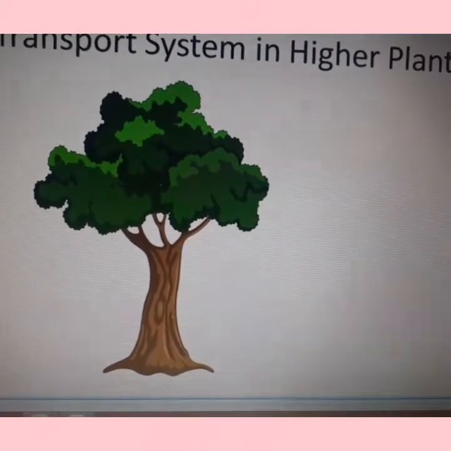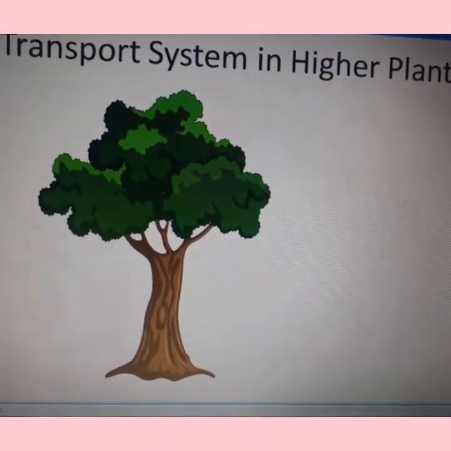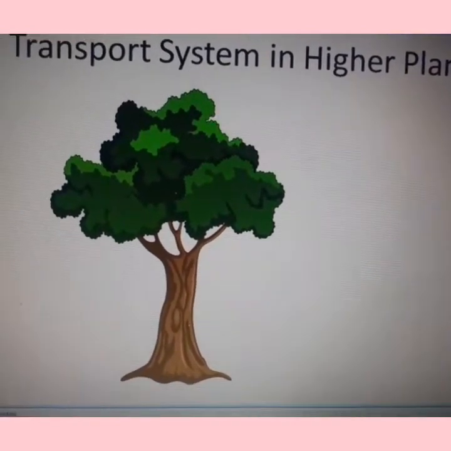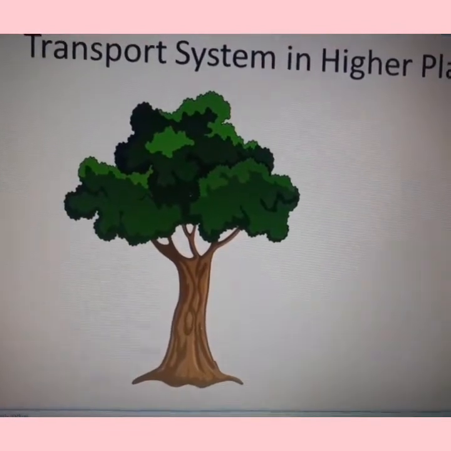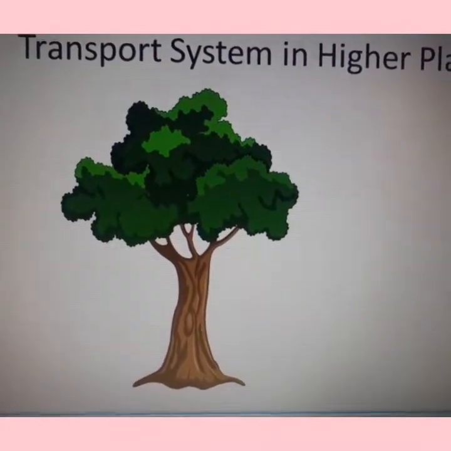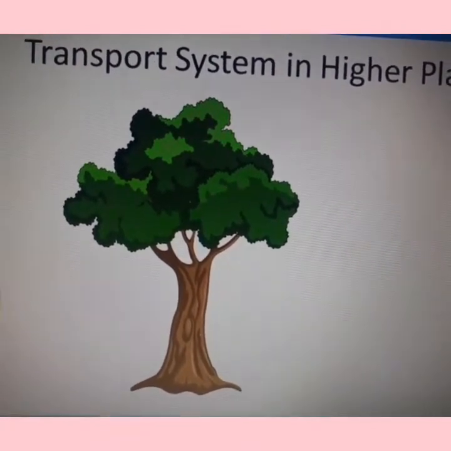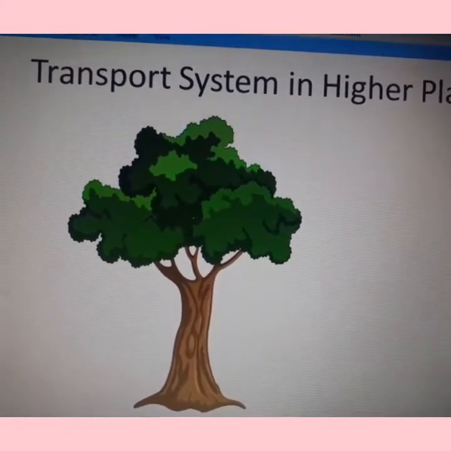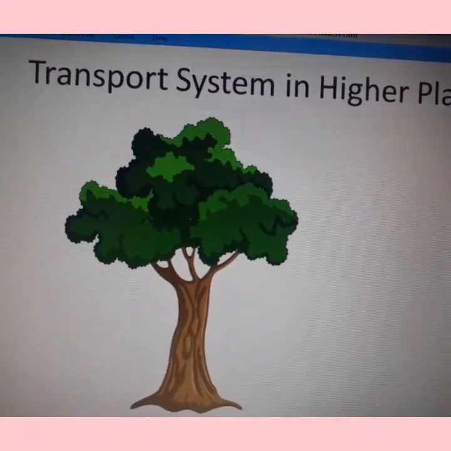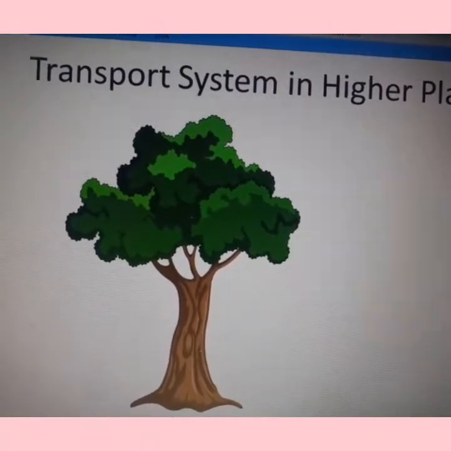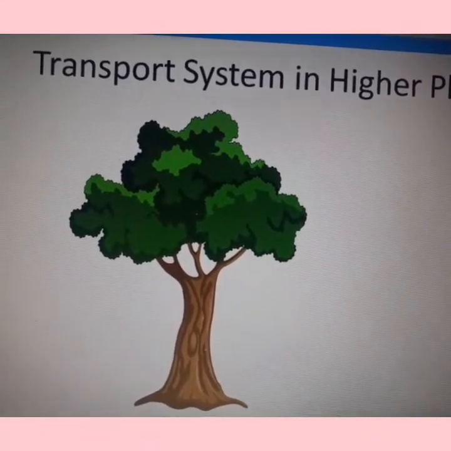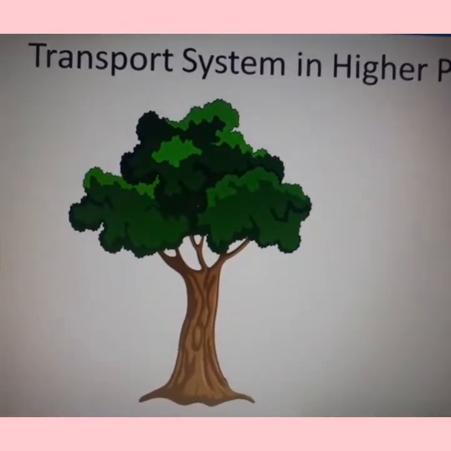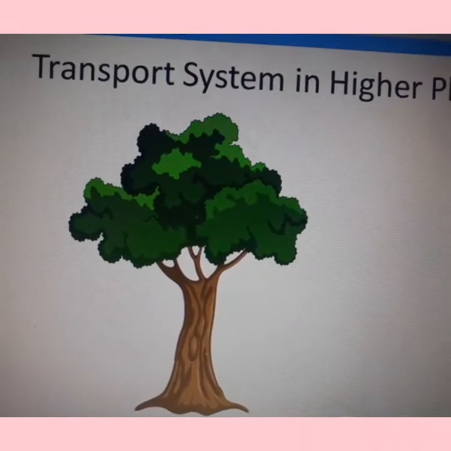In our previous classes, we studied that plants have a transport system comprising the xylem and the phloem to carry substances like food, water, and minerals. This takes place by processes like osmosis and diffusion. Roots of the plant play an important role in the absorption of water.